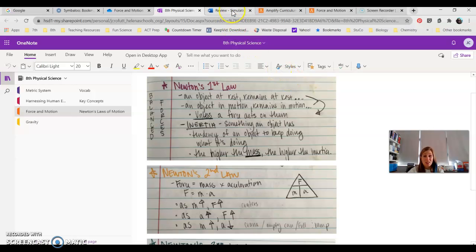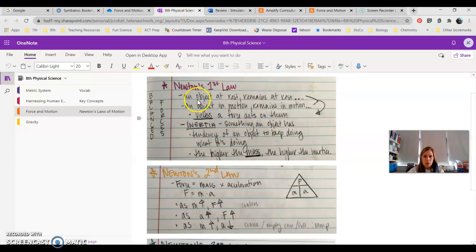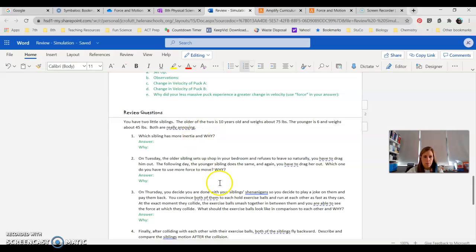I would not suggest Googling them because you might get more complicated answers than you need for this simple question. So you have this scenario, you have 2 little siblings. The older of the 2 is 10 years old and weighs about 75 pounds. The younger is 6 and weighs about 45 pounds. Both are really annoying. Okay, so which sibling has more inertia, the older or the younger, and why? The answer to that one is in Newton's first law, so read about inertia there.